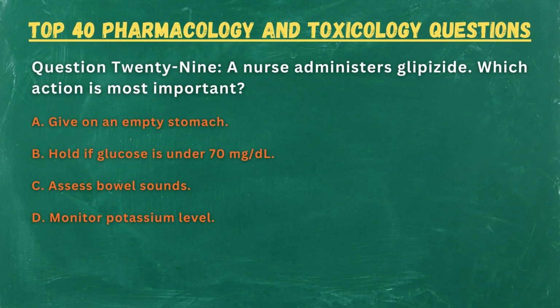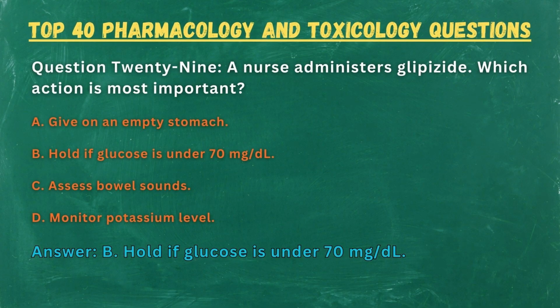Answer: B. Black tarry stool. Question 29. A nurse administers glipizide. Which action is most important? A. Give on an empty stomach. B. Hold if glucose is under 70 milligrams per deciliter. C. Assess bowel sounds. D. Monitor potassium level.